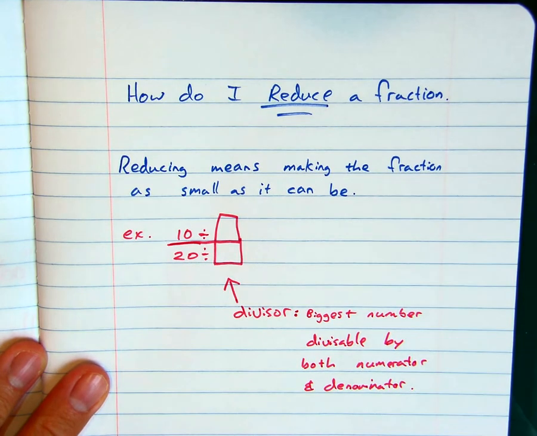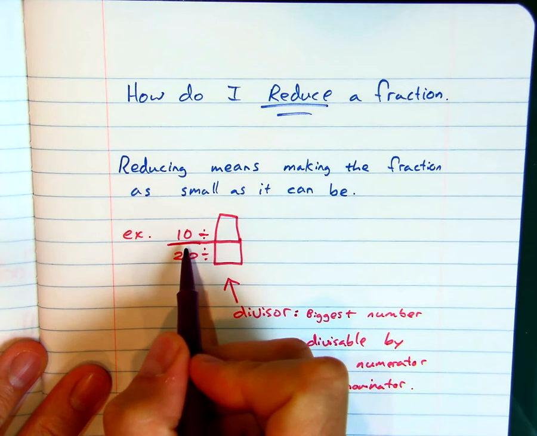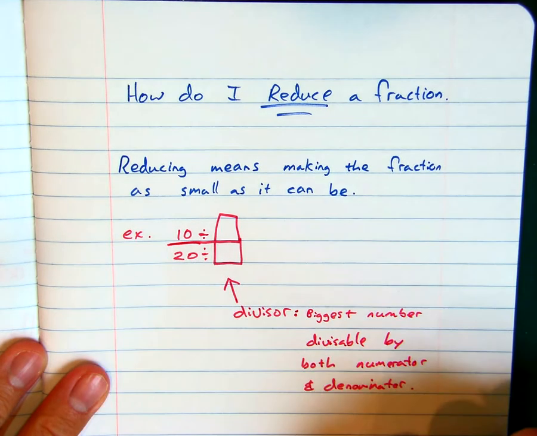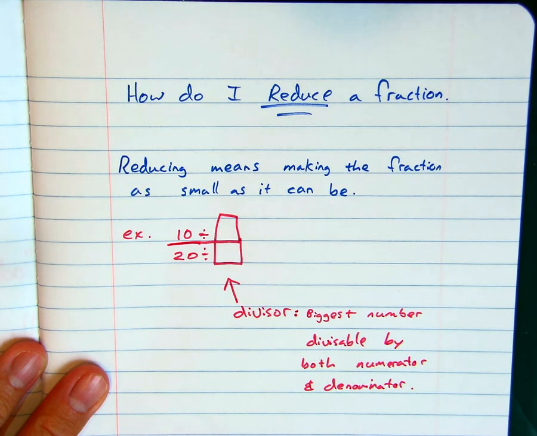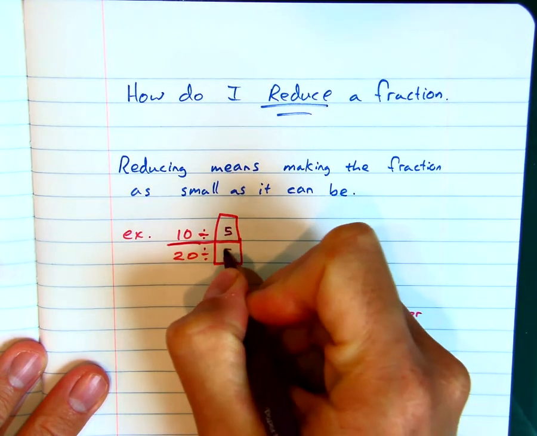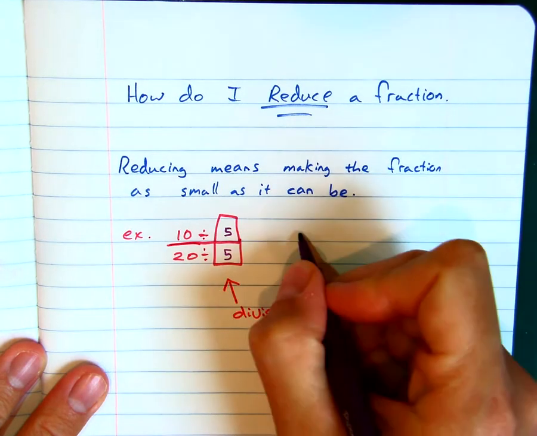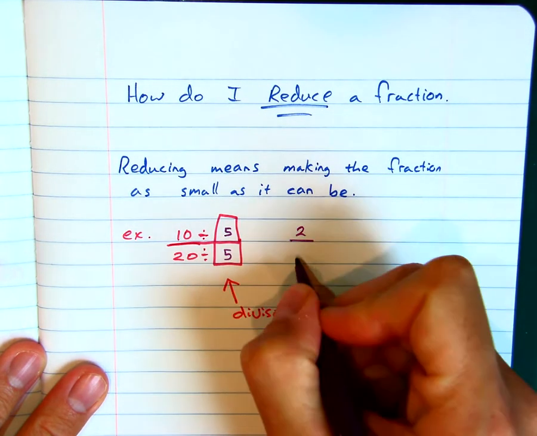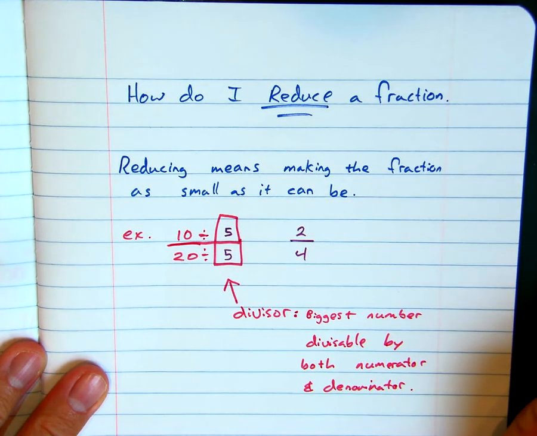So let's test it out. What number can 10 and 20 be divided by? Oh, Mr. McNeil, they're both multiples of 5. Sure, let's try that. 10 divided by 5 is 2. 20 divided by 5 is 4. We're almost there. What else could they be divided by?